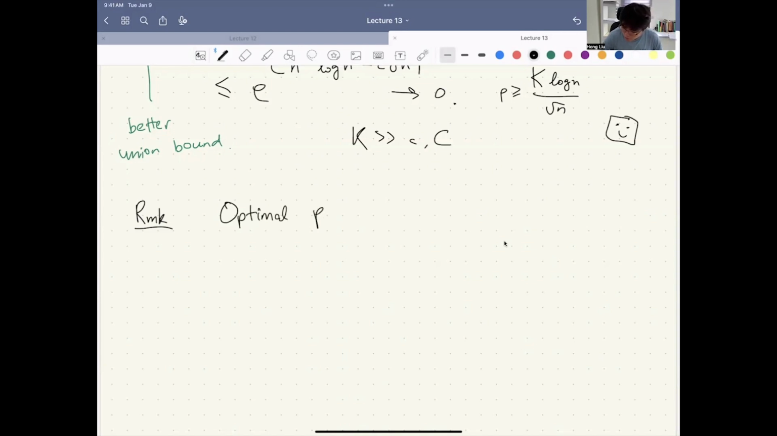Optimal p would be around 1 over square root n. Meaning, when p is much smaller than 1 over square root n, the statement does not hold anymore. So why?